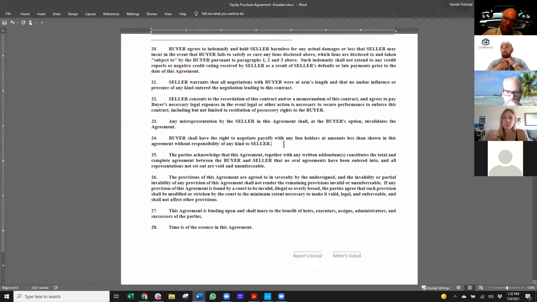Parties acknowledge that this agreement, together with any written addendums, constitutes the total and complete agreement between the buyer and seller, and that no oral agreements have been entered into, and all representations not set out are void and unenforceable. So basically saying, hey, what's written here is it. Don't tell me you told me this or you told me that. If it's not written on this piece of paperwork, nothing I might have told you is relevant.